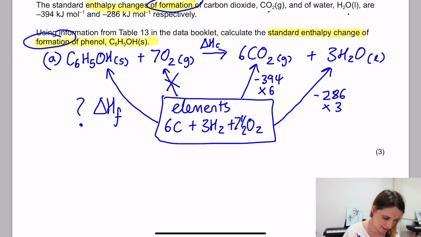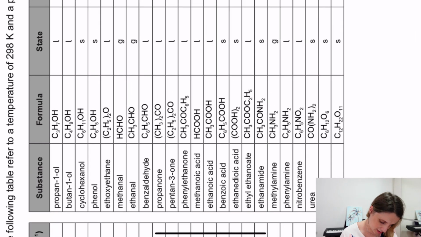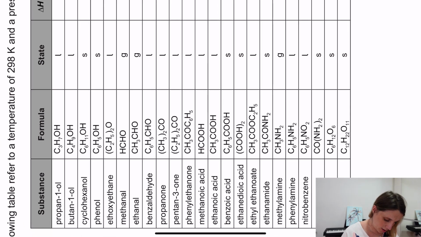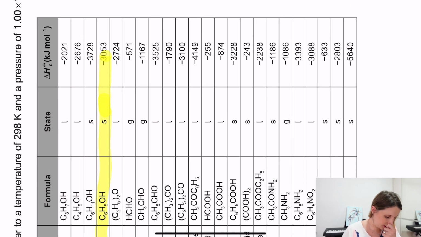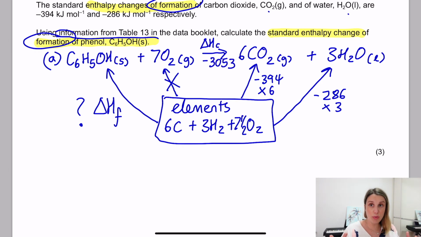So maybe it says using information from table 13, I'm going to hunt down that number and hopefully it exists in there. So this is still open at table 13. This is really the wrong way around and not helpful at all. But you can see there's phenol here in the solid state, and the enthalpy change of combustion is minus 3053. So let me add that onto here. So this becomes minus 3053.